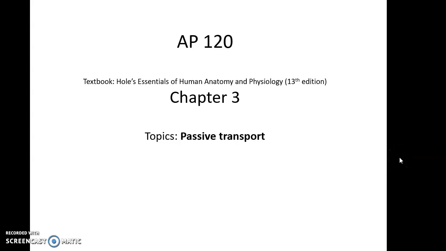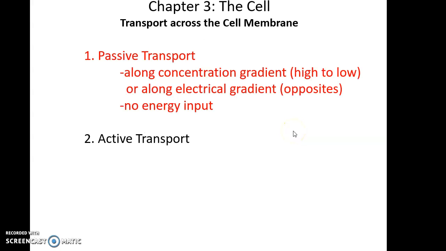AP 120, Chapter 3, Passive Transport. So, it is very important to the function of the cell membrane to have various ways of allowing materials to cross the membrane as well as to prevent materials from crossing the membrane.